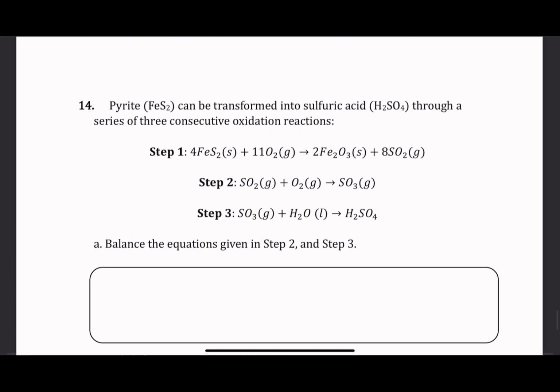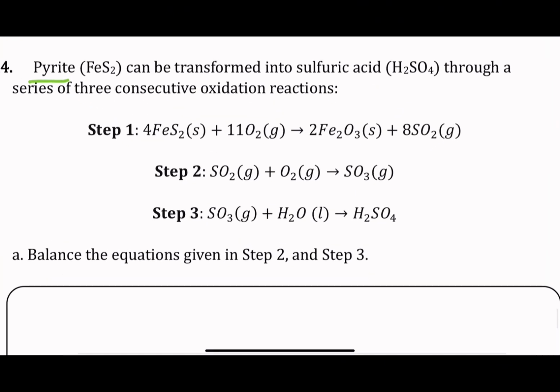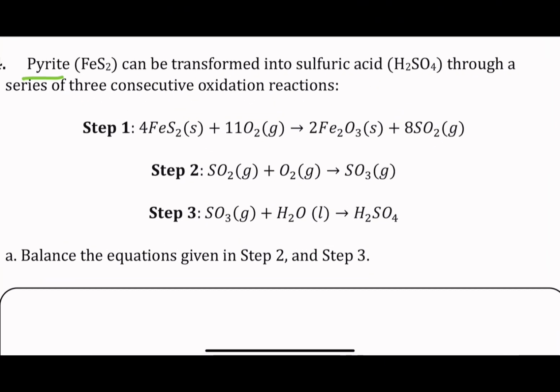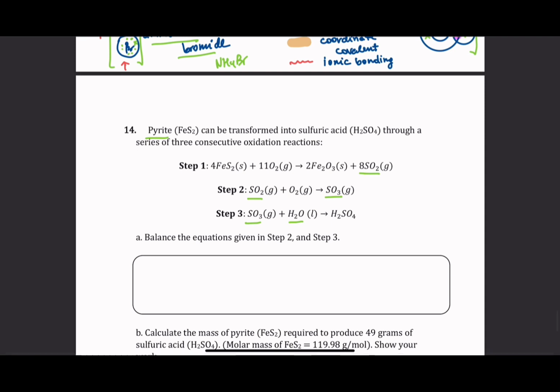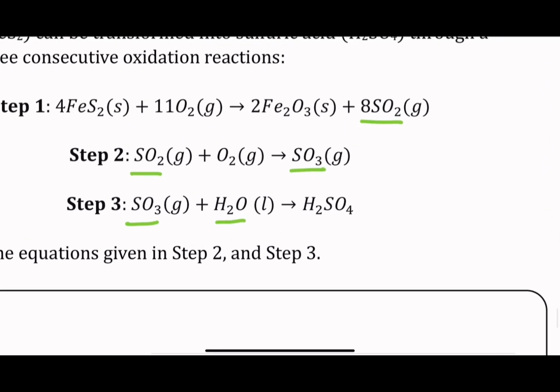So in here we're talking about pyrite, which is a compound between iron and sulfur. It states that the step 1, 2, 3, it happens like this, and we get the SO2 in here. That SO2 comes into contact with oxygen. We get the SO3, and then SO3 reacts with water. So there are 3 steps for this reaction. So stoichiometry in 3 steps, that's what we need to deal with, okay?